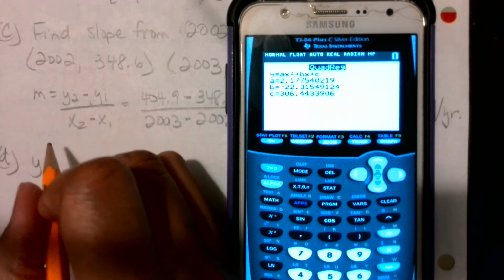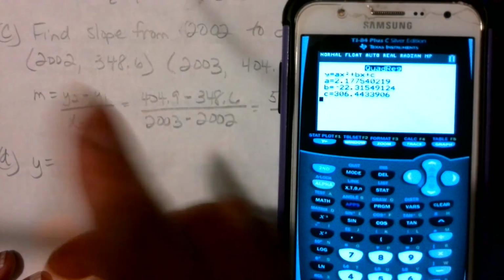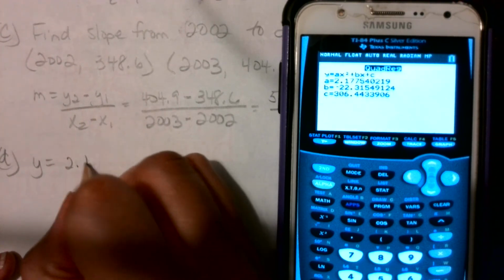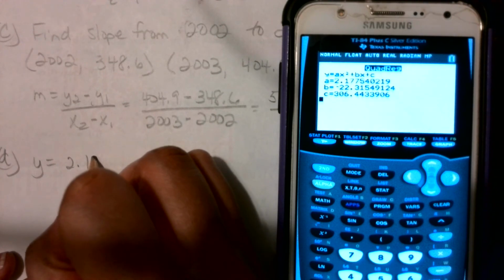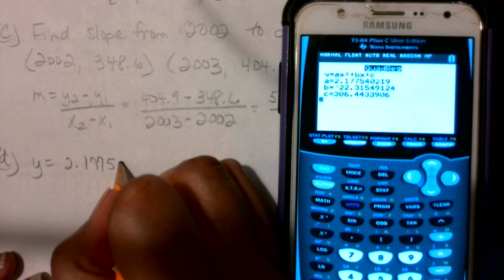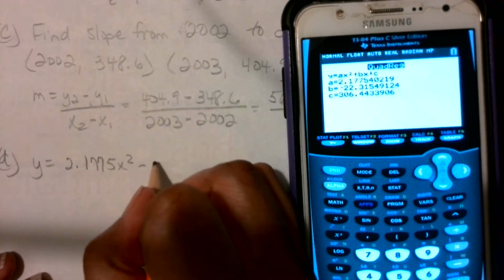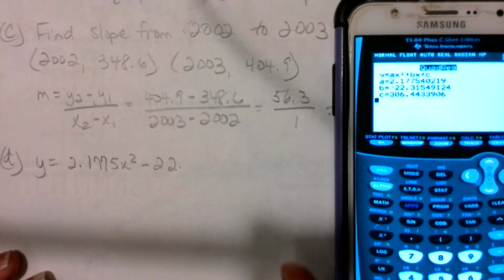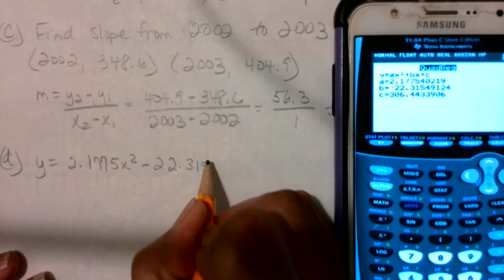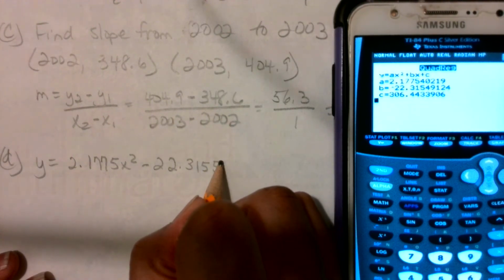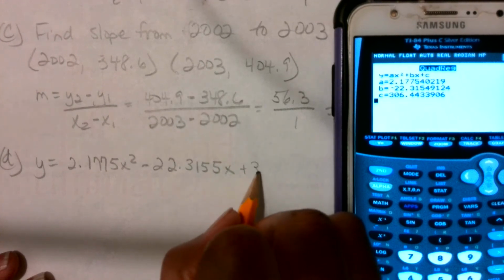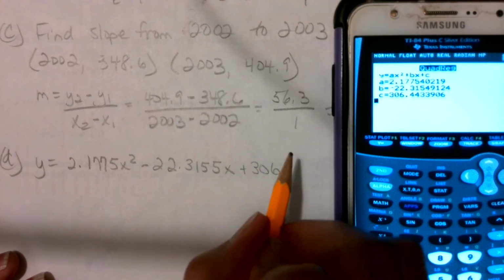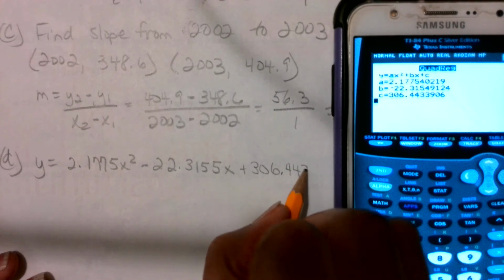So Y equals 2.1775x squared minus 22.3155x plus 306.4434.